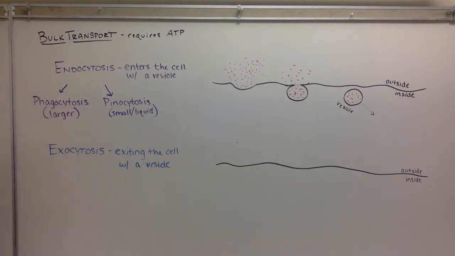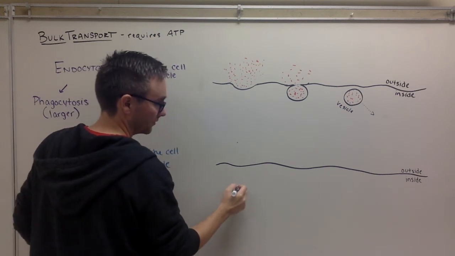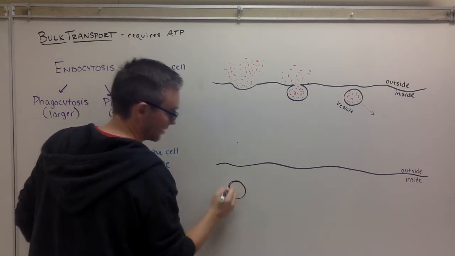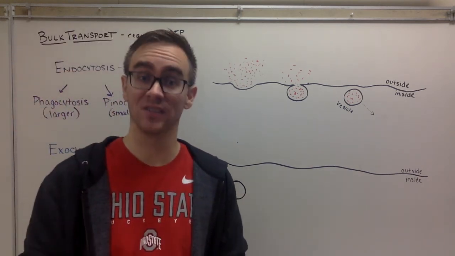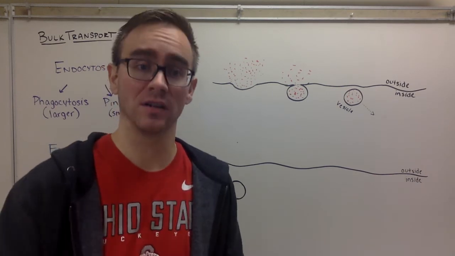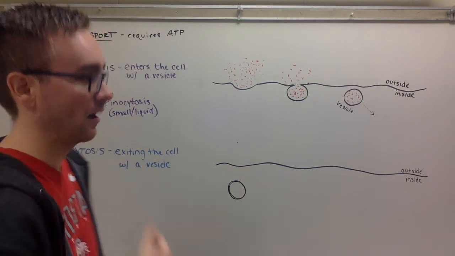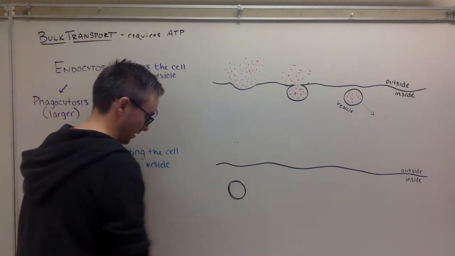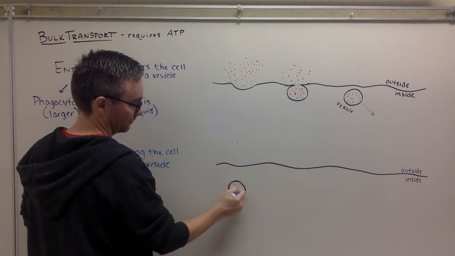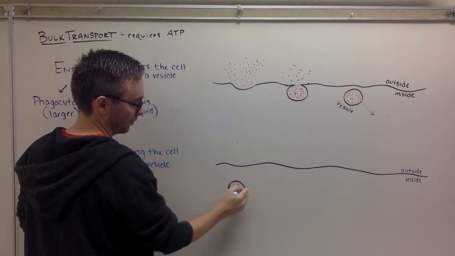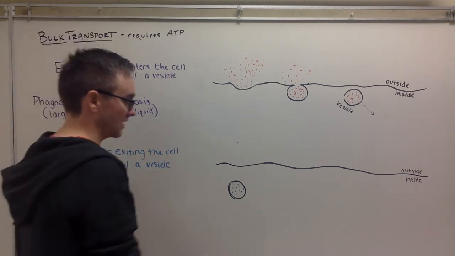It works in the same way. Let's say I have a vesicle here. Let's say I just ate a bunch of food, and my cell produced a bunch of insulin. I need to release that out into the bloodstream so that it can attach to the glucose, the blood sugar. So I have a lot of insulin proteins in here, and I need to get them outside the cell.